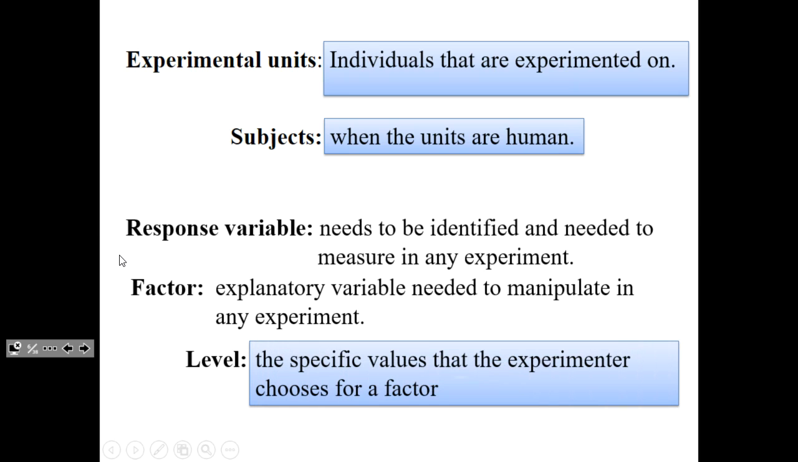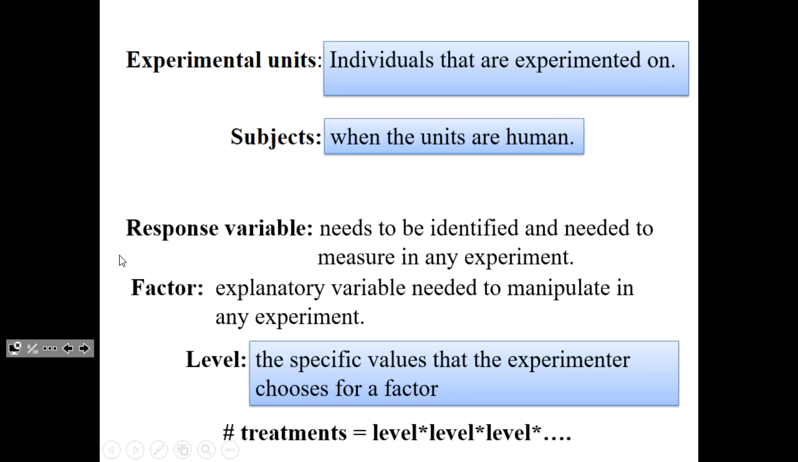Now, level, it's the specific values that the experimenter chooses for a factor. I said I keep one in the freezer, one at air temperature, one has been put in the oven. So my levels, I have 3 levels. I have the freezer, air temp, and oven temp. Those are my 3 levels.